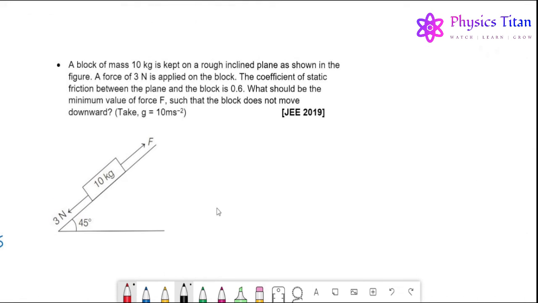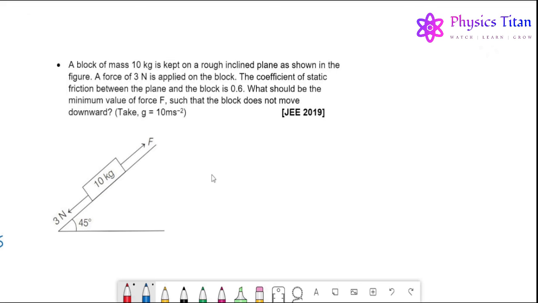What does it say? A block of mass 10 kg is kept on a rough inclined plane as shown in the figure. This is the figure. A force of 3 Newton is applied on the block. The coefficient of static friction between the plane and the block is 0.6. What should be the minimum value of force F such that the block does not move downward?